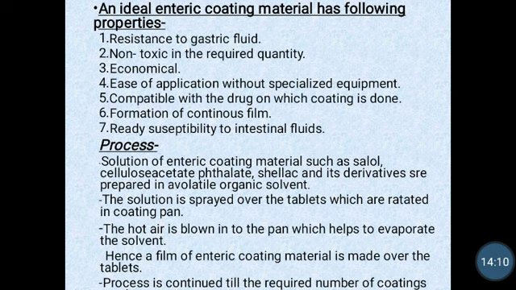Only difference is that we are using the enteric coating polymers for the enteric coated tablets. So first, the solution of enteric coating material such as salol, then cellulose acetate phthalate, shellac and its derivatives are prepared in a volatile organic solvent. Then this solution is spread over the tablets which are rotated in a coating pan. Okay, so tablets which are to be coated, they are first placed in a coating pan.